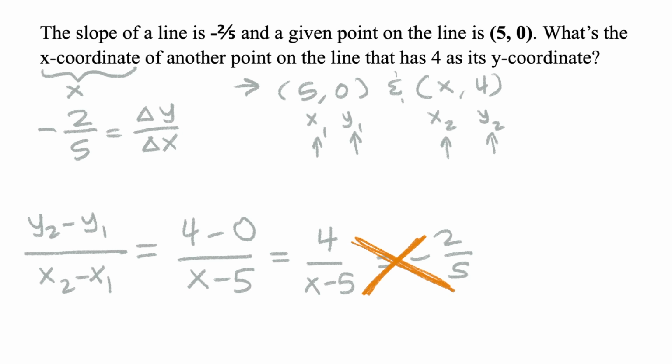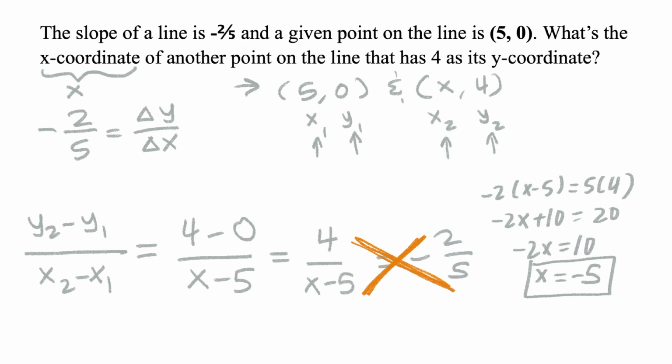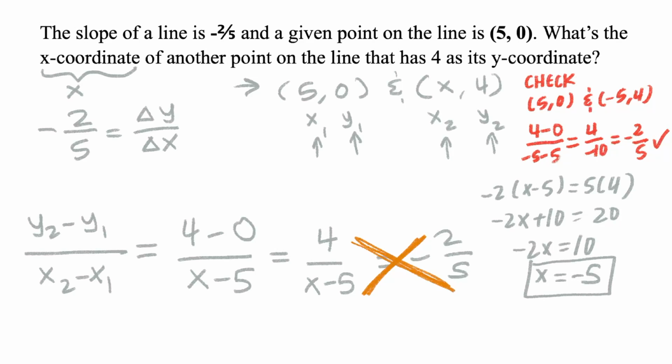So -2 times x minus 5 is equal to 5 times 4, which is also -2x plus 10 is equal to 20. Subtract 10 on both sides to get -2x is equal to 10. This leads to our answer, x is equal to -5. We can even check this by plugging this back in, and after a little bit of maneuvering, we can safely confirm that this works.